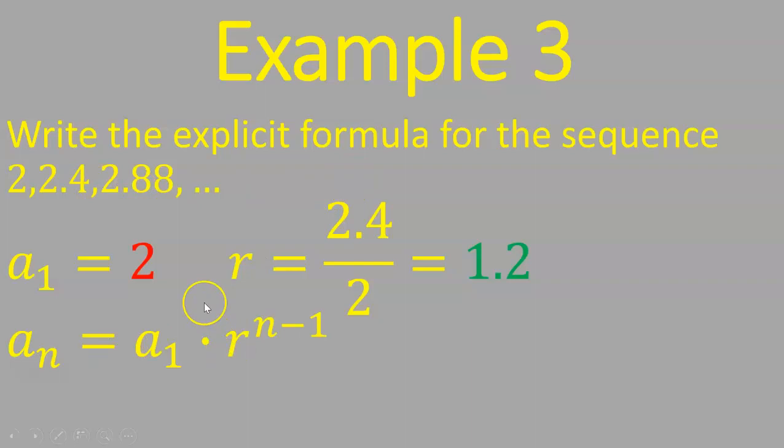Okay, here's your formula, and we're going to load 2 in the A sub 1 position, 1.2 in the R position. And this is your explicit formula. Okay, it's ready for any n requested. If you want to know the 50th term, for example, you put a 50 in that position, and so forth. Geometric sequences, explicit formula.